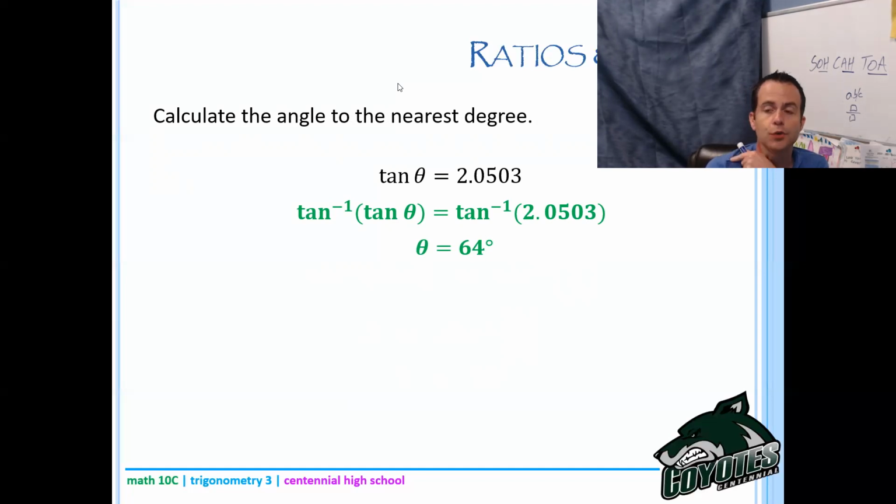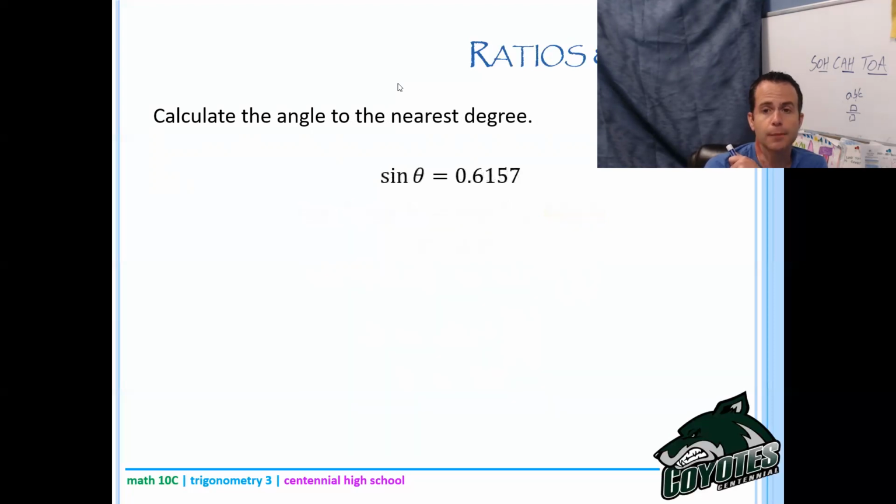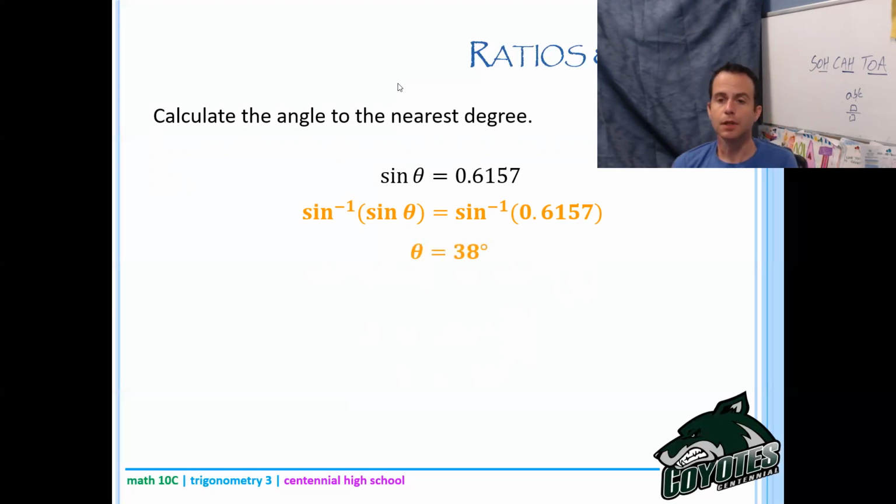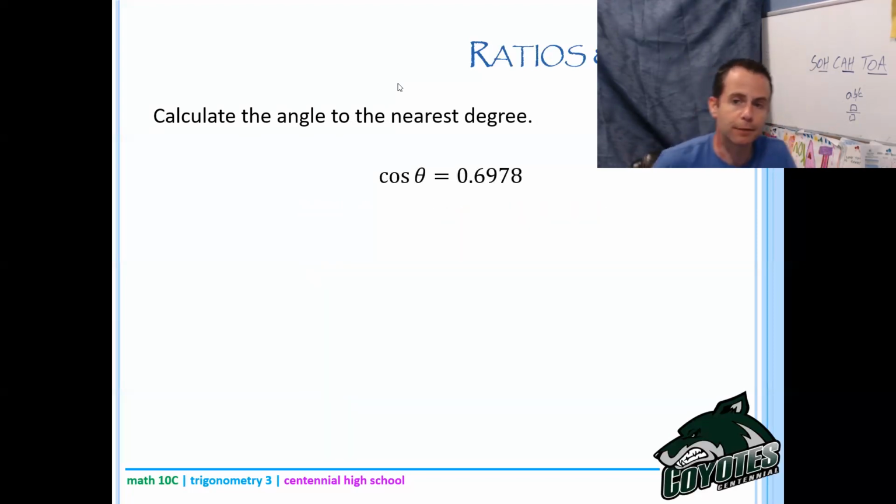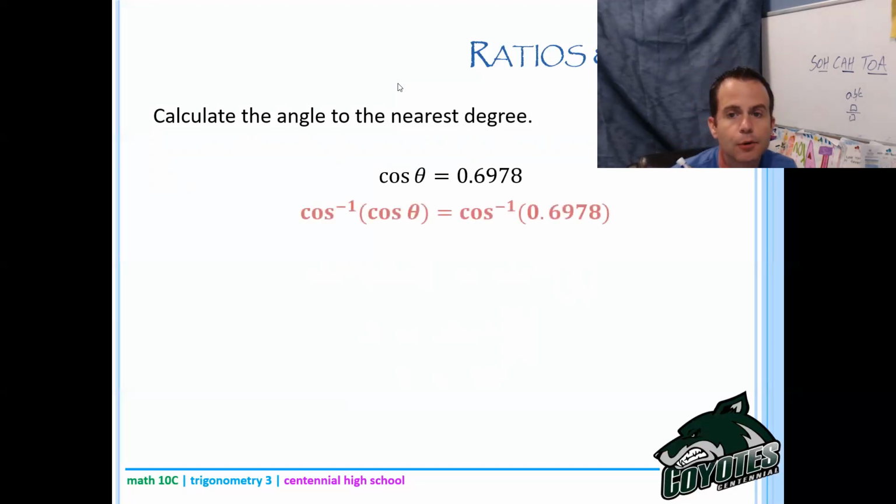Okay. I assume you're pausing me to do this yourself before you see the answer. Okay. And then we have sine of theta equals 0.6157. I will arc sine both sides. That's going to leave me with theta on the left, and then the arc sine of 0.6157 should give you 38 degrees. Okay. Finally, we have cos theta equals 0.6978. I will arc cos both sides. That will leave me with theta on the left and 46 degrees on the right.